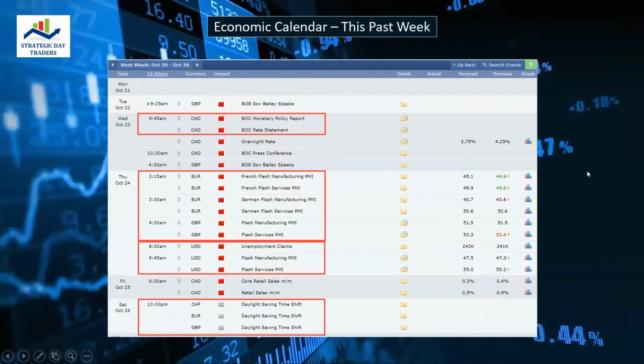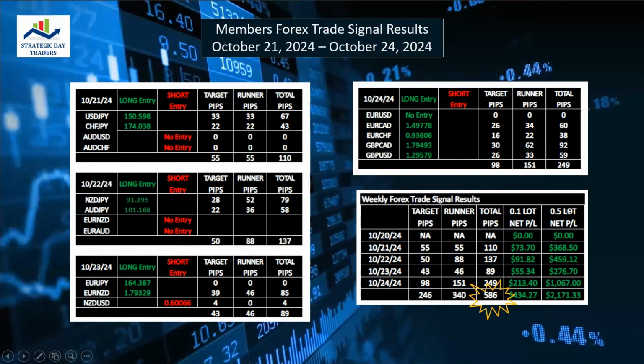Now, this past week, we had a little bit of news that we were responding to. It wasn't a particularly big week. We had Canadian interest rate reports, a lot of manufacturing news out of the euro, so we knew to be careful in the overnight period for any of the euro or European currency pairs. We did have some U.S. news Thursday morning, as we typically do. And coming into the end of the week, it was, as I said, a relatively quiet news week.